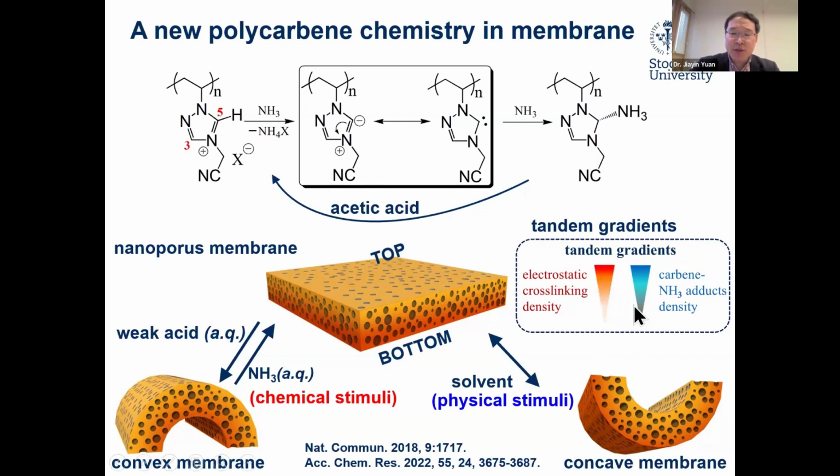Due to this two-gradient structure, you could actuate the membrane in different ways. You can use solvent, and you can also use chemical stimuli to bend the membrane. Eventually the membrane bends to one side depending on how strong each bending driving force is, right? And this makes the porous membrane extremely sensitive in a chemical environment, so it can serve as a chemical sensor.